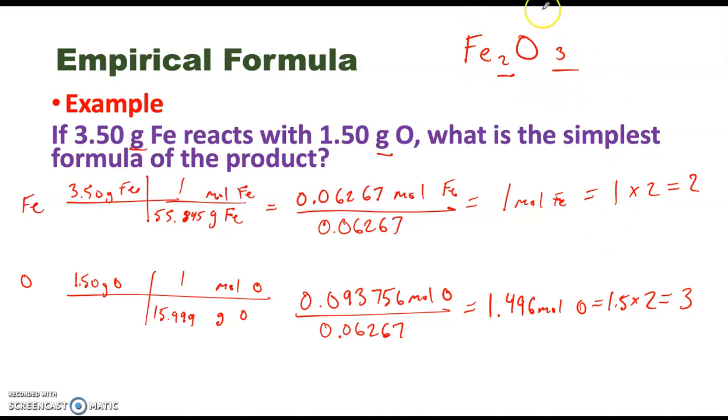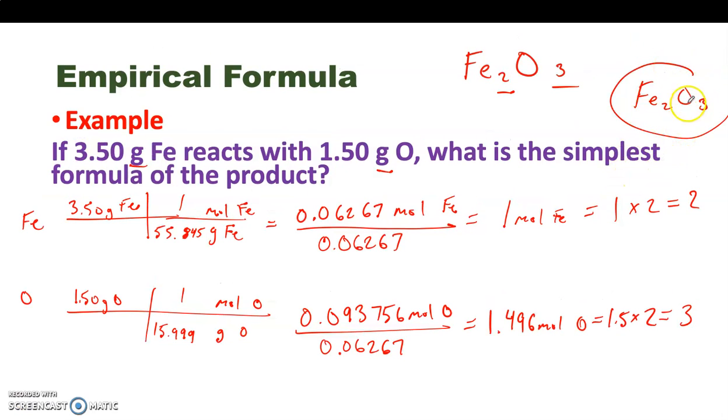So again, remember my final goal is to make sure I write this formula. So Fe2O3 would be my final answer. So it says, what is the simplest formula of the product? It would be Fe2O3.